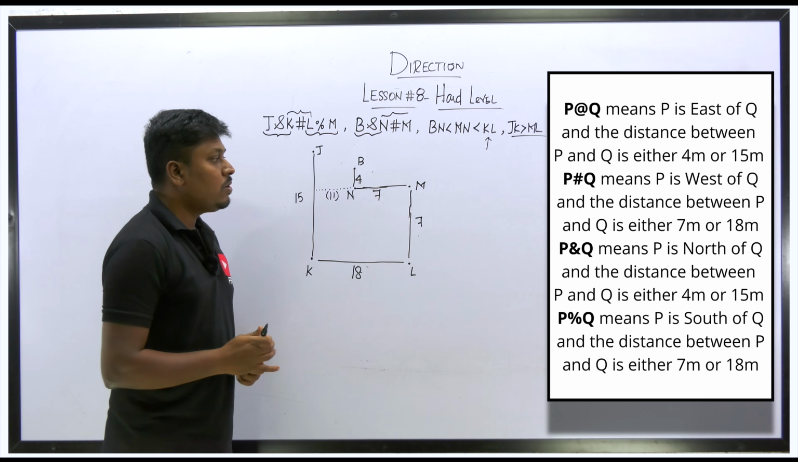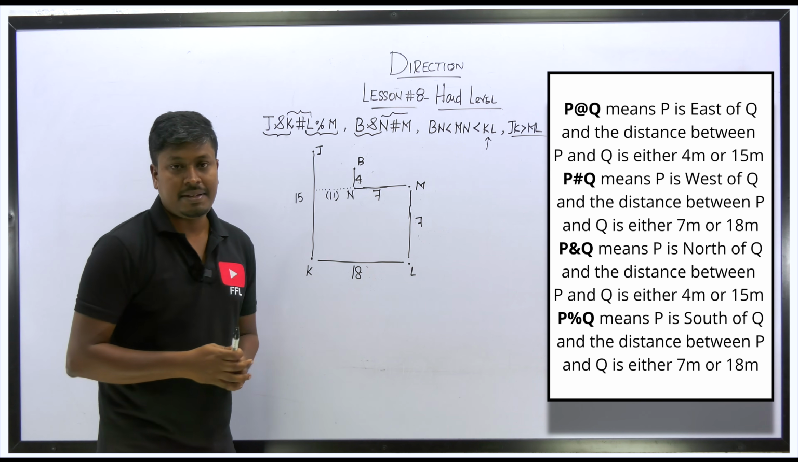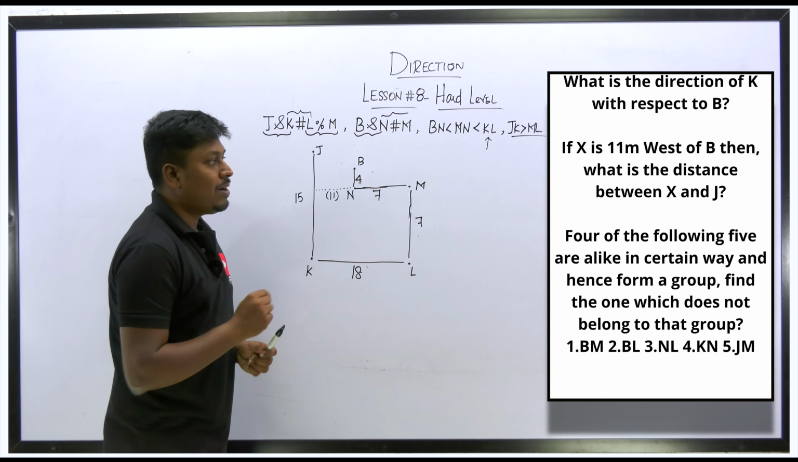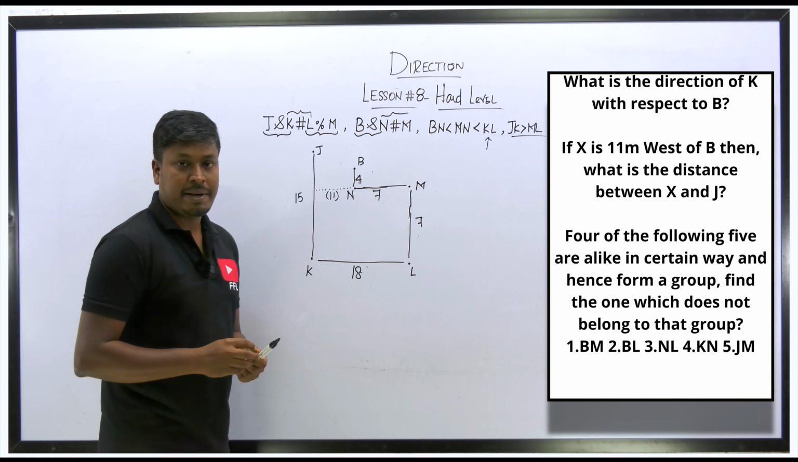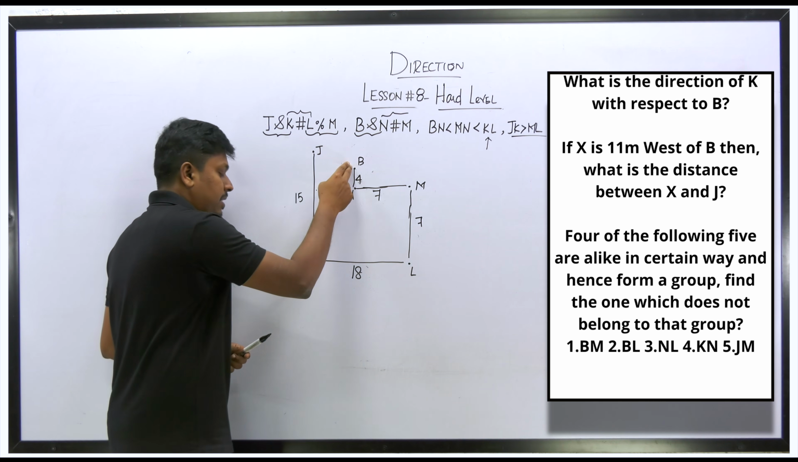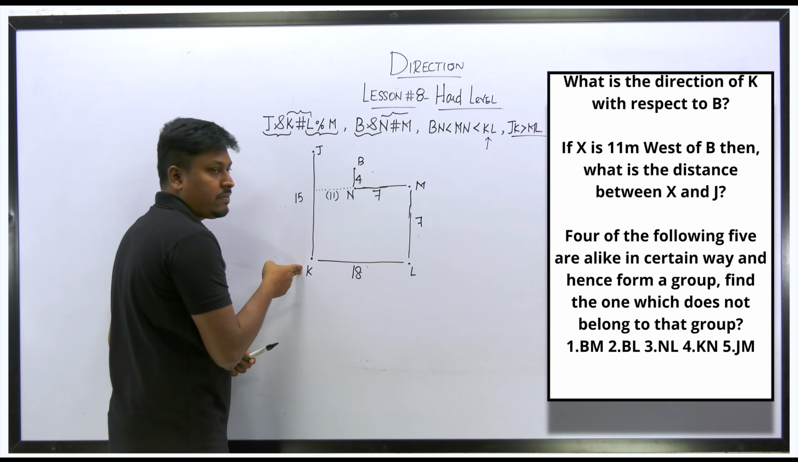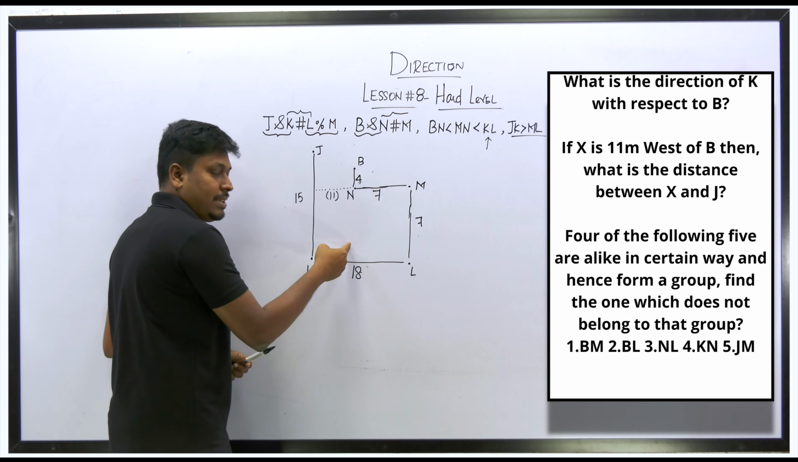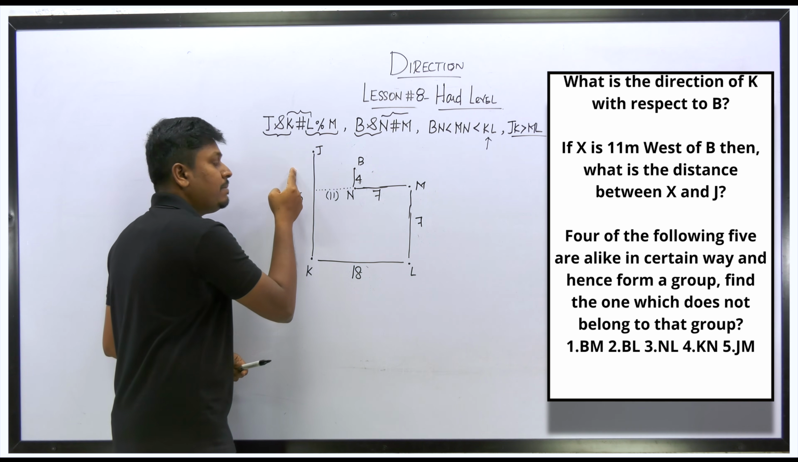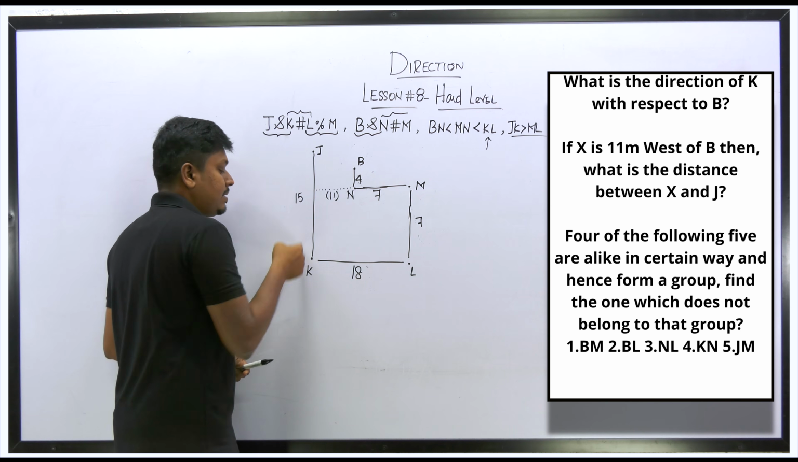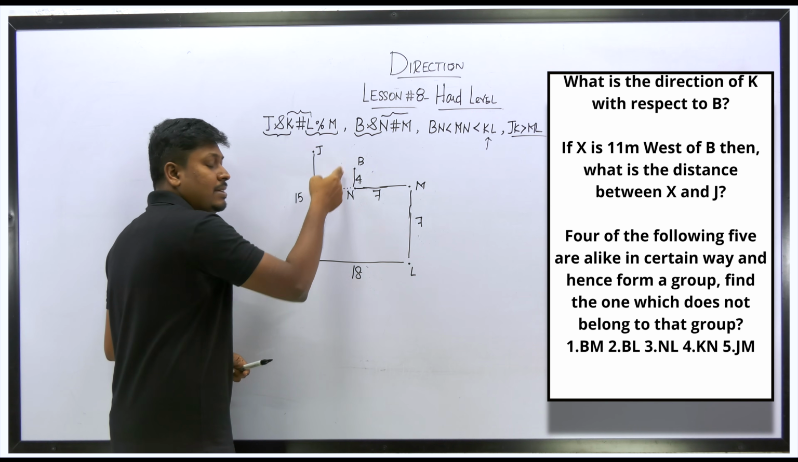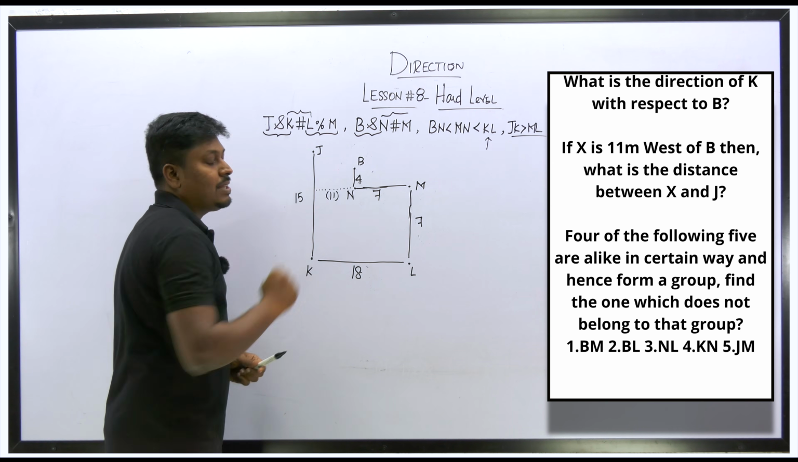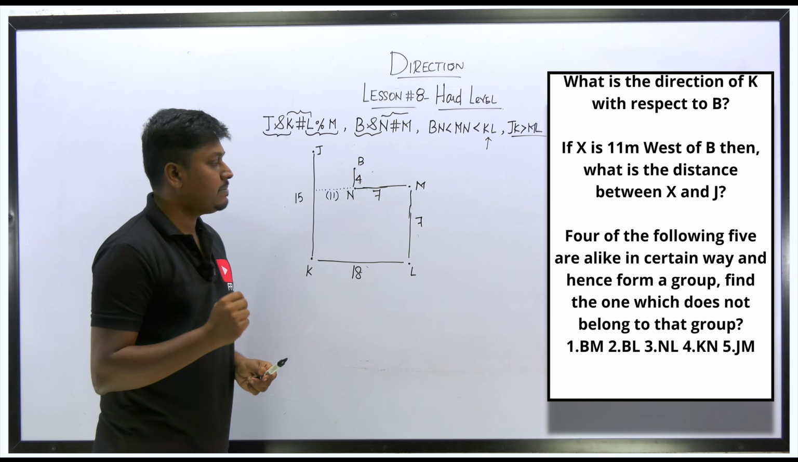So now let me move on to all the 3 questions under this passage. First question, what is the direction of K with respect to B? From B, our target is to find the direction of K. From B, this will be the southern side. Yes, this will be north and this will be west. Right? So we can say that K from this point will be in the southwest direction. So the answer for the question is southwest.